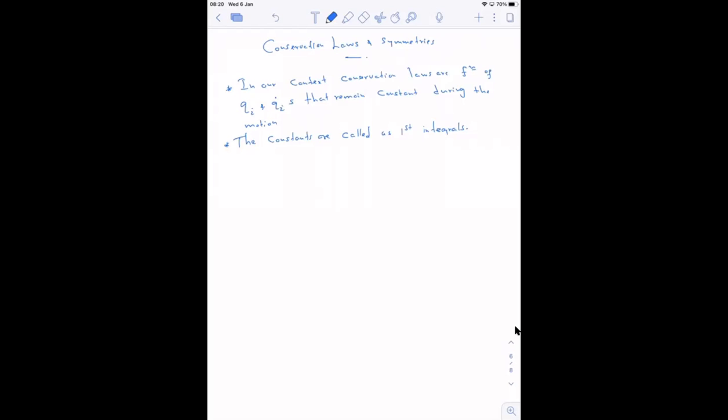So these constants or conservation laws are also related to the symmetries of the system.